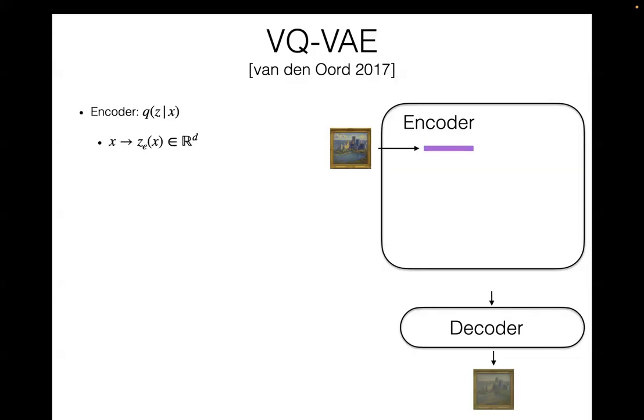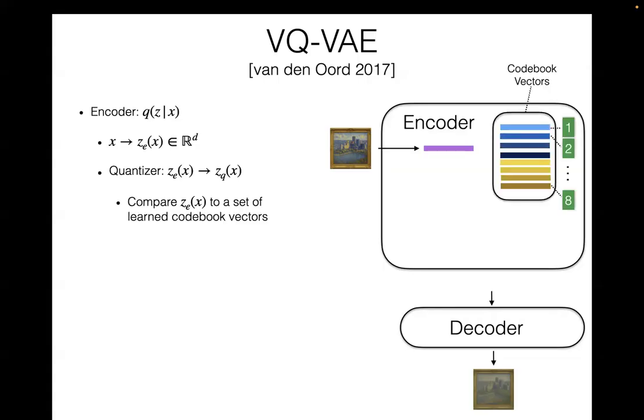Again, we have an encoder and decoder. Our encoder is going to start off by going from our data and turning it into some continuous vector. But now we want to quantize, so we want to turn the continuous thing into something discrete. The way we're going to do this is we're going to have what's called a code book. The code book is going to be some finite set of vectors. Here it's showing 8, but this is basically like your vocab size.